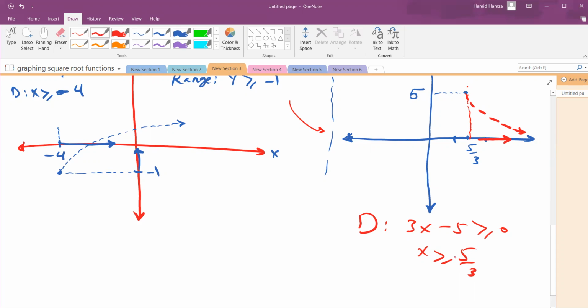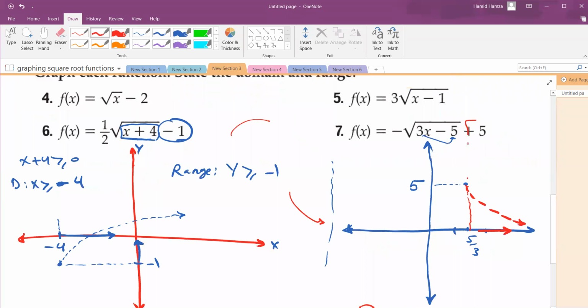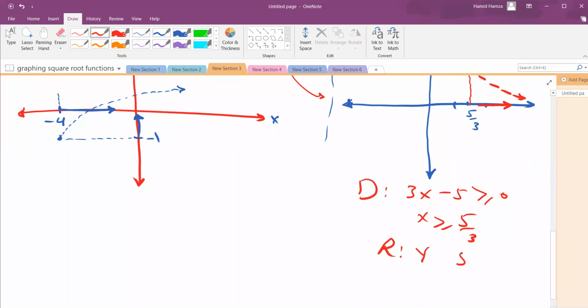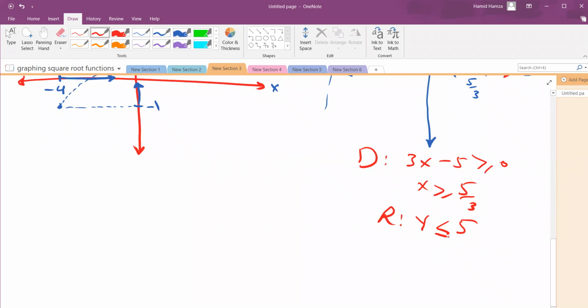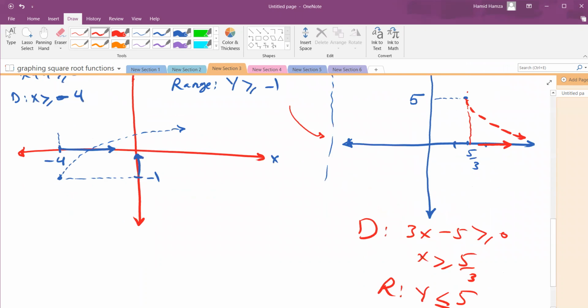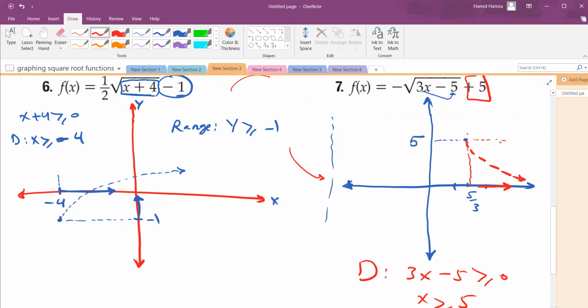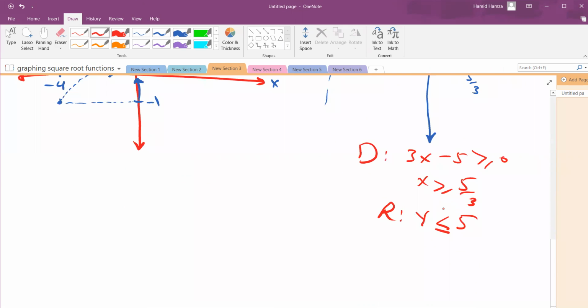So x is greater than or equal to 5 over 3. Now what about the range, guys? The range, as I told you guys, is y, and we take the number outside, which is positive 5. But we will write less, guys, because the root has a negative sign, so it will be less than or equal to 5. And you will notice that the graph is beneath y equals 5. The graph will be down from 5 and down, less than 5.